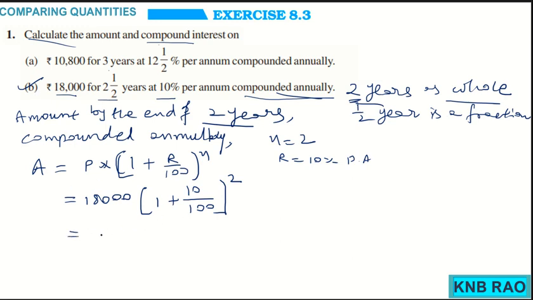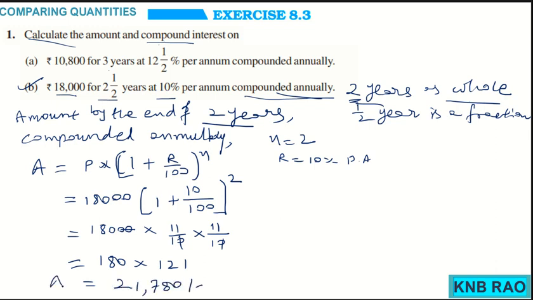So, if you solve this, 18,000 multiplied by, so 10 by 100 is nothing but 1 by 10. So, 1 plus 1 by 10 is 11 by 10. 11 by 10 whole square is nothing but 11 by 10 multiplied by itself twice. So, these two zeros will cancel these two zeros. Now, you will multiply 180 by 11 into 11, that is 121. It gives, by the end of 2 years, you will have 21,780 rupees as the amount.